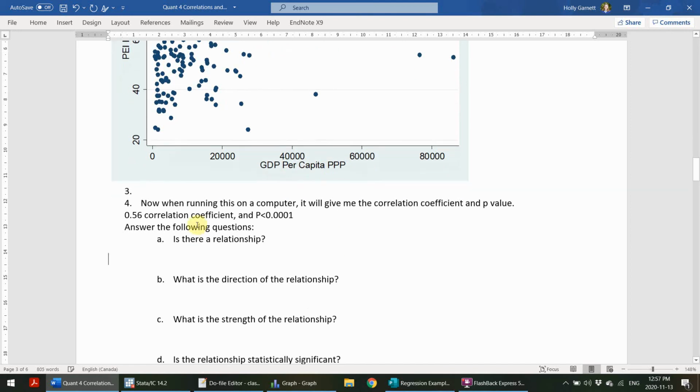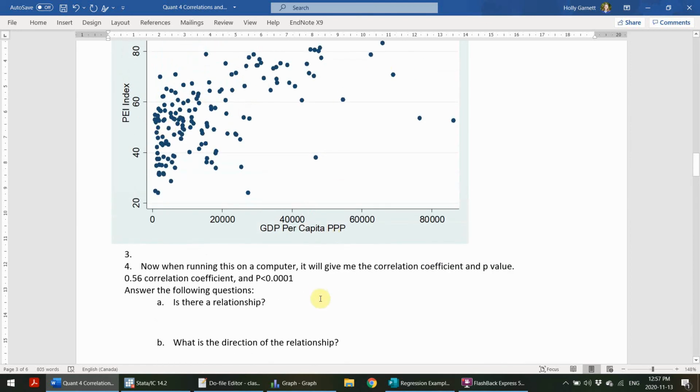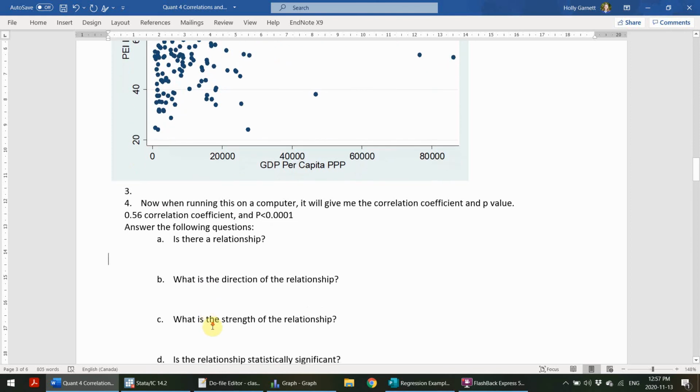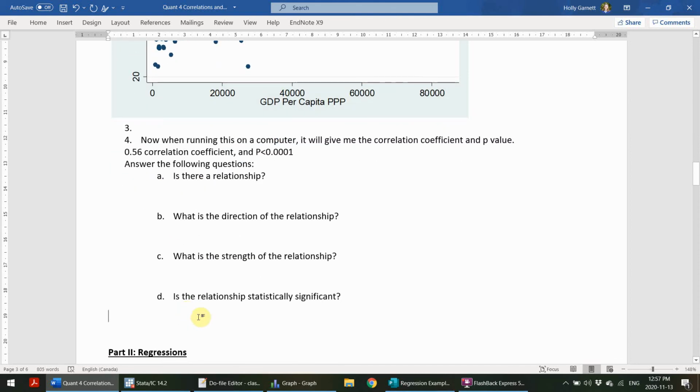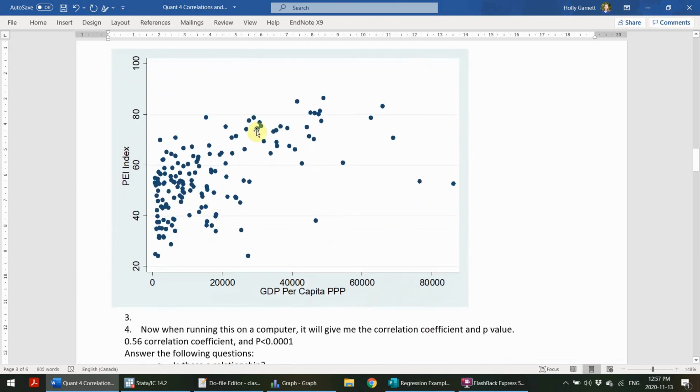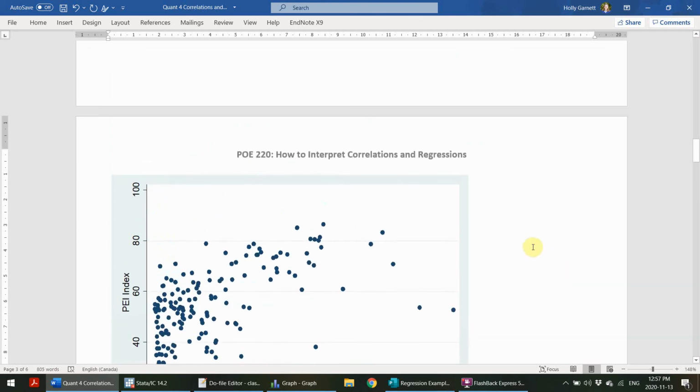All right. Is there a relationship? Yeah, it would appear so. What direction is it? It's positive. So as GDP goes up, so does the PEI index. As wealth goes up, so does the quality of the election. What's the strength of this relationship? Well, it is above 0.5, so I'd say it's a pretty strong relationship. And is it statistically significant? Using my threshold of 95% confidence, I am definitely 95% confident that this relationship is statistically significant. It's not just happening by chance. And so I can say, yeah, there's some relationship going on between the PEI index and GDP per capita.